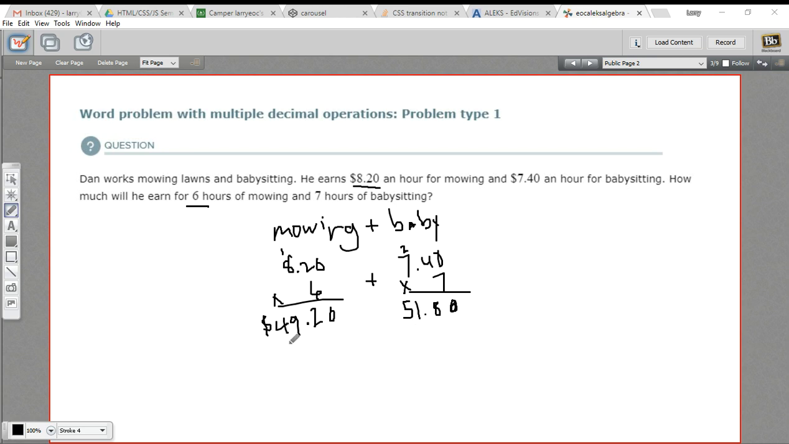So let's go ahead and add these two together. I'm going to put the 51.80 down here. We'll add that. So 0 plus 0 is 0. 2 plus 8 is 10. So the 0 down here, carry the 1.